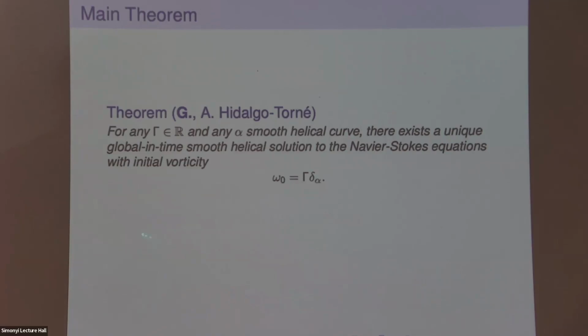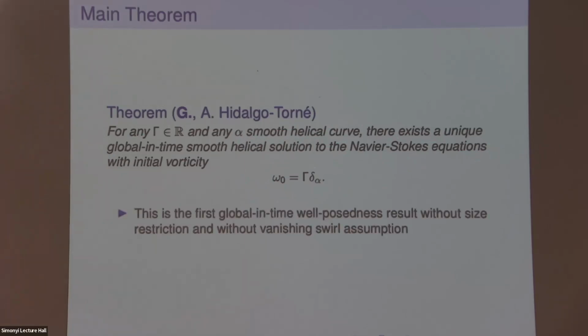And this is the main theorem. Suppose that you give me any amplitude of the vorticity gamma, you have a smooth helical curve. Then you can have a global unique solution for the Navier-Stokes equation with initial vorticity given by this vorticity configuration. Okay, so in all, I was very fast with the bibliography, but this is the first global result for a vortex filament without symmetry restriction and without vanishing swirl. Vanishing swirl is when you do cylindrical coordinates and then the velocity in the angular direction does not depend on the angle. Here in this setting, we have non-vanishing swirl and still we have global regularity.